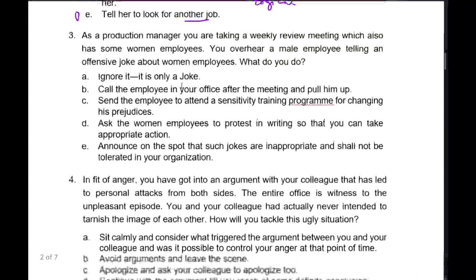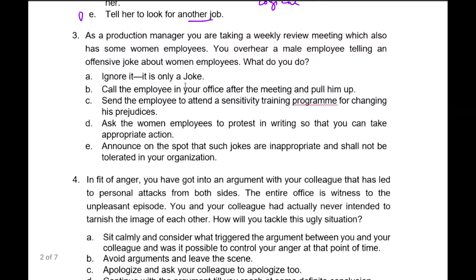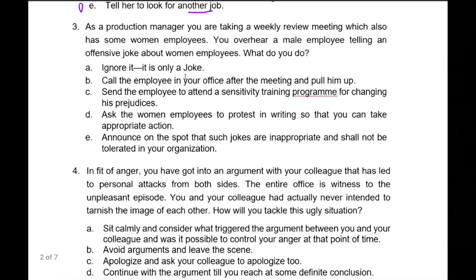Now, going for the third question, take a quick screenshot and try it on your own. Third question says, as a production manager, you are taking a weekly review meeting which also has some women employees. Okay, this one is very tricky, let me tell you. Very, very tricky. I myself lost points in this, so I'll tell you.